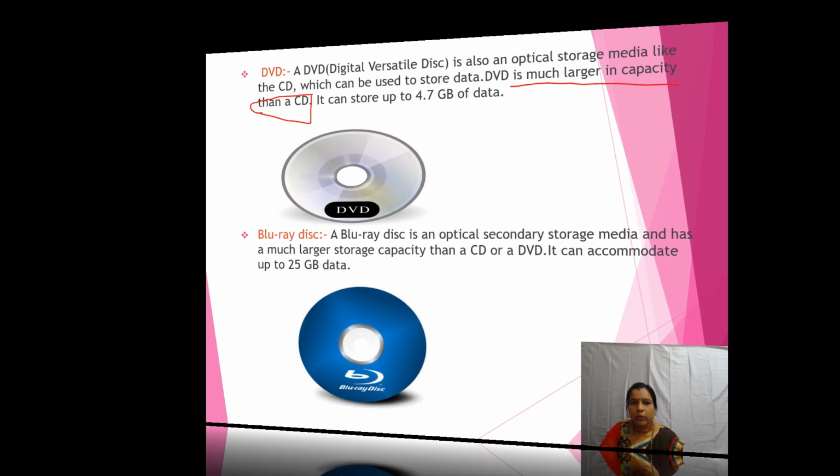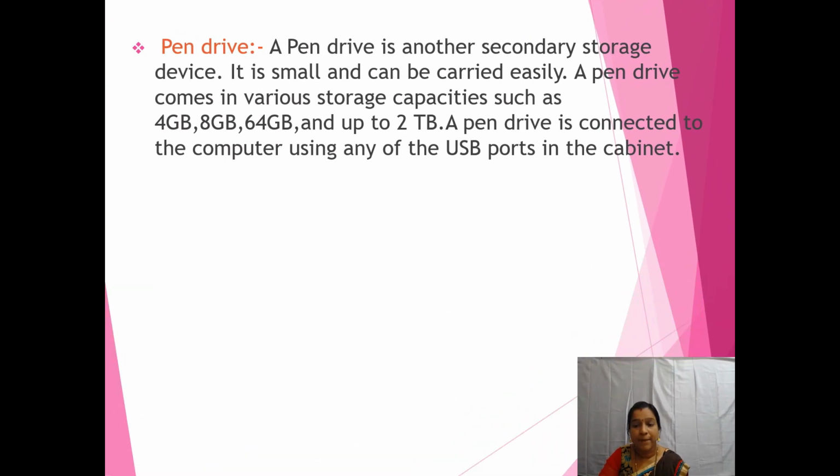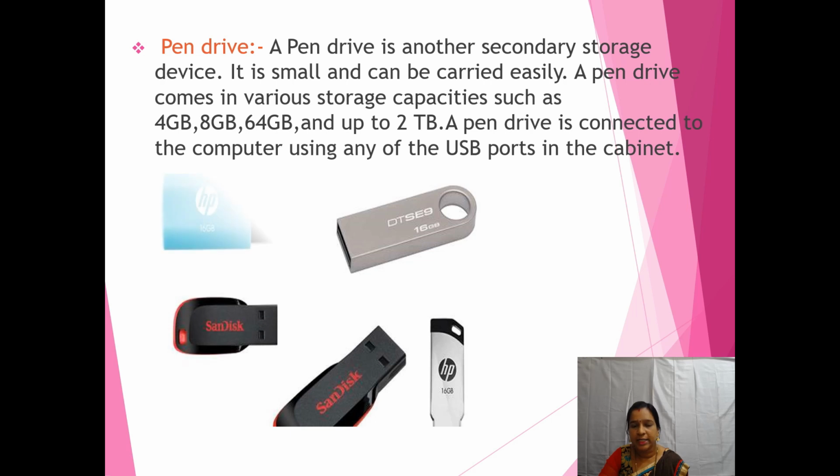Next, we are moving on to the pen drive. Nowadays, children, what we are using is the pen drive. Most commonly we are using it. I think everybody has a pen drive at home. A pen drive is another secondary storage device. It is small and can be carried easily, so you can keep it in your pocket when you store your files, and you can move anywhere.